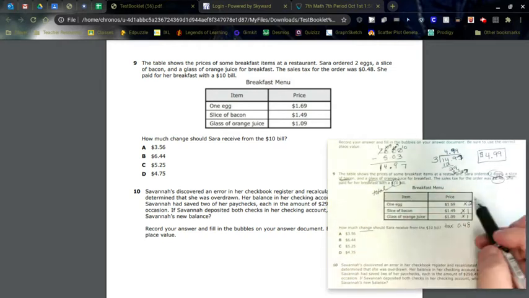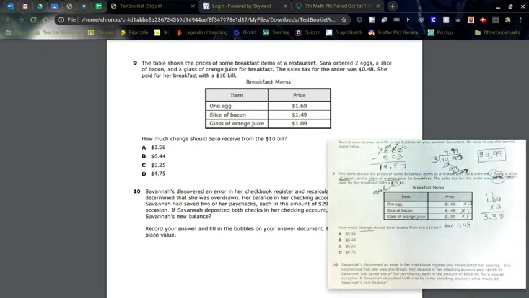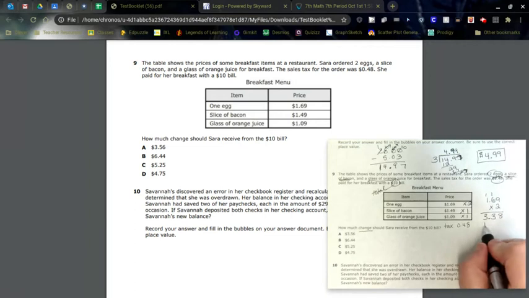So the first thing we need to do is find out how much she spent. So we're going to do 169 times 2 first. 18, 12, 13, 2, 3. So she paid $3.38 for eggs. And then we're going to add everything together. $1.49 for that slice of bacon because it was only one, $1.09 for that one glass of orange juice, and then 48 cents for the tax.